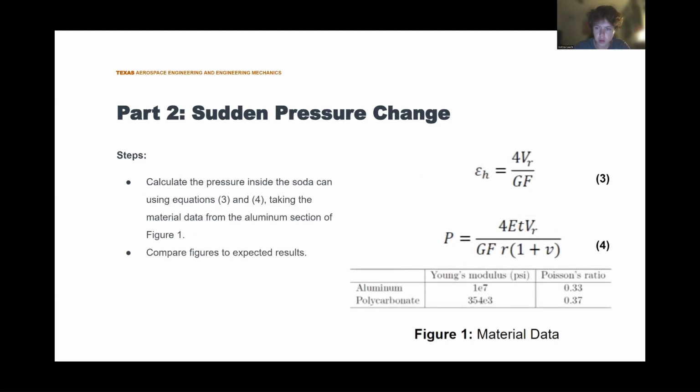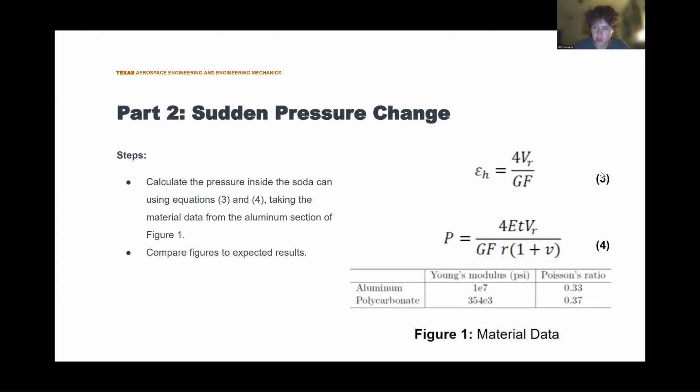And then for this one, pretty simple. All we're going to do is take the measurement before the soda can is opened, while there's still a lot of pressure in there. Hook the strain gauge up, make sure everything's going, and then we're going to take the measurement as we're opening the soda can and see how the pressure changes as that soda can is opened.